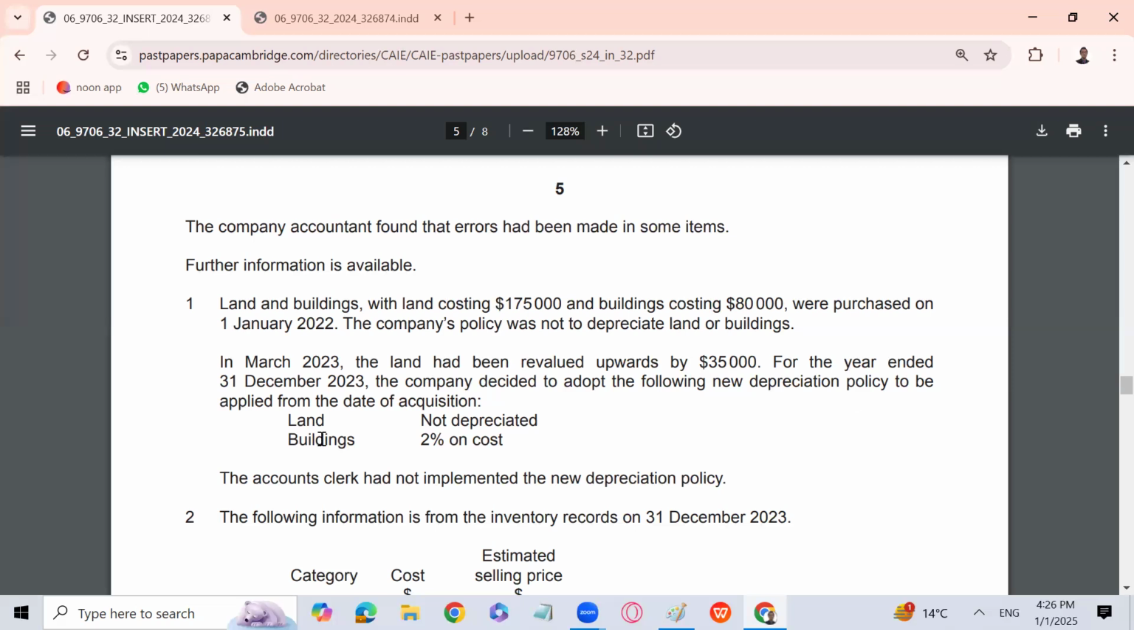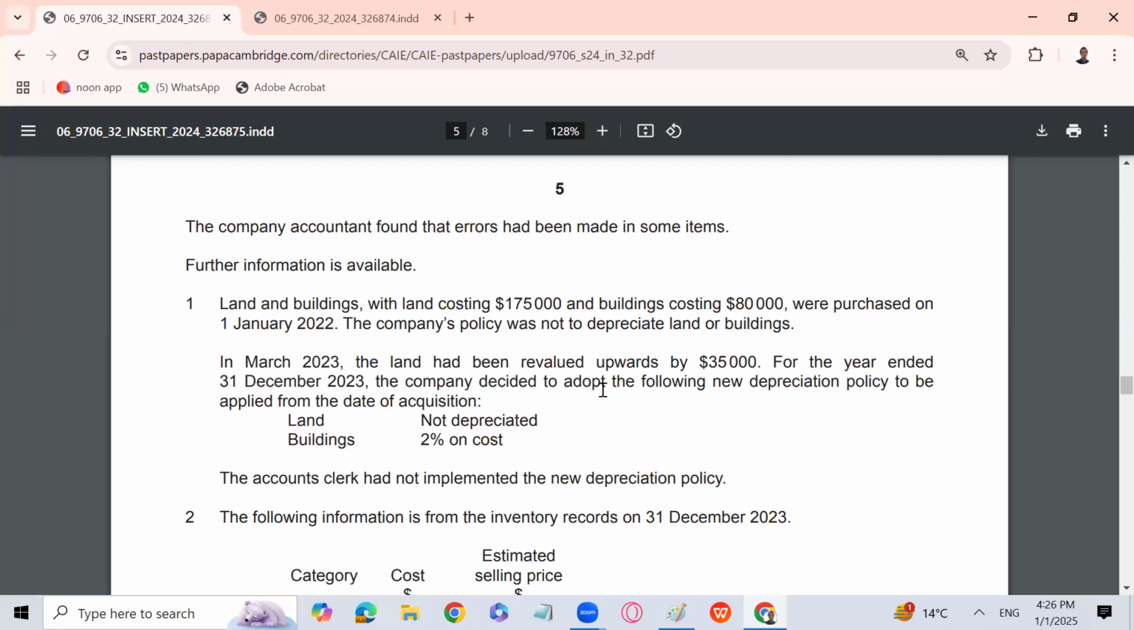But for the year ended 31st December 2023, the company decided to adopt the following new depreciation policy to be applied from the date of acquisition. Land not depreciated, building 2% on cost. The accounts clerk had not implemented the new depreciation policy. Now things have changed. We are going to adopt the new depreciation policy in 2023, where we are going to charge depreciation on building at the rate of 2% on cost. Obviously, if nothing is given, it means that it is on an annual basis.